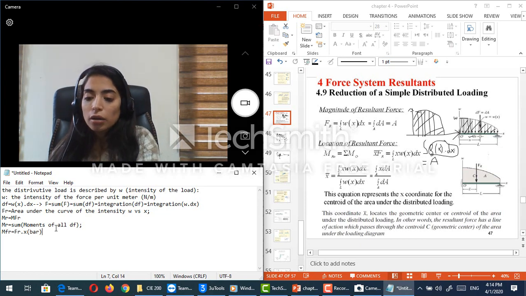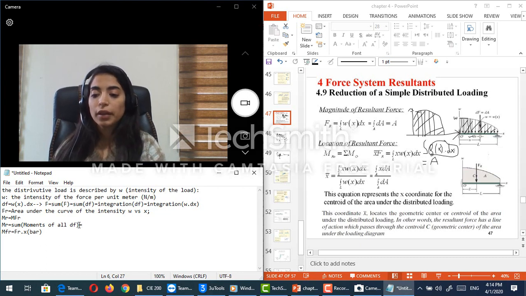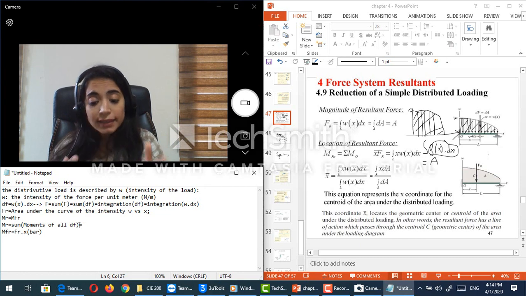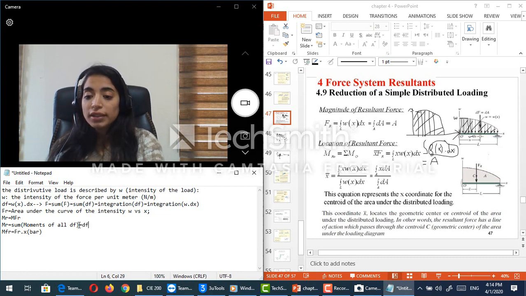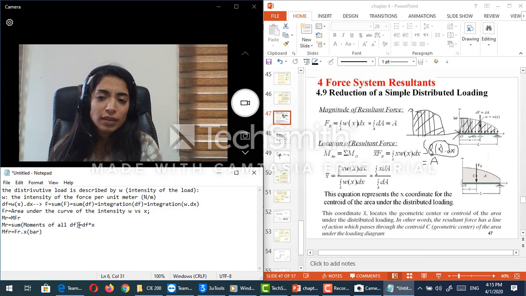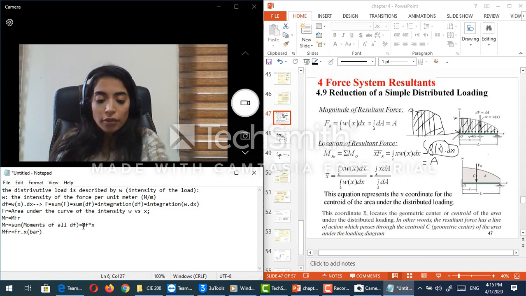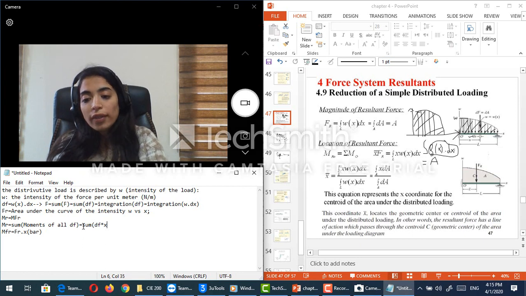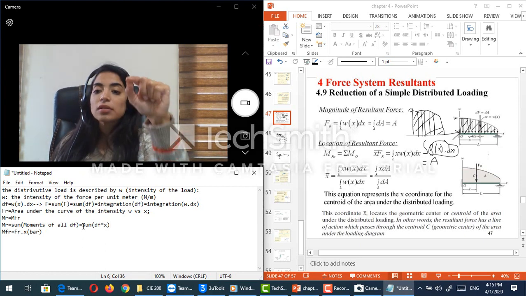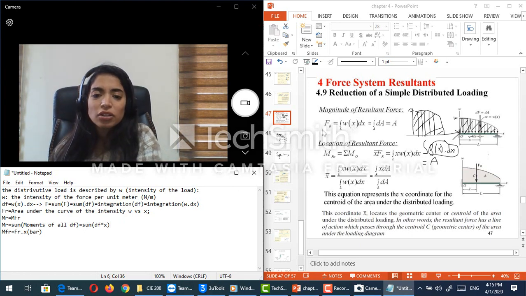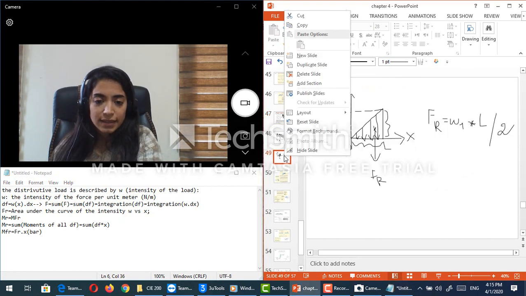Let's now go back to this sum of moments. The sum of moments of all dF is equal, basically, to dF times X. And what is X? It is equal to the sum of all the moments, and each moment is equal to dF times X. So why is it equal to dF times X? Let's just explain this here.